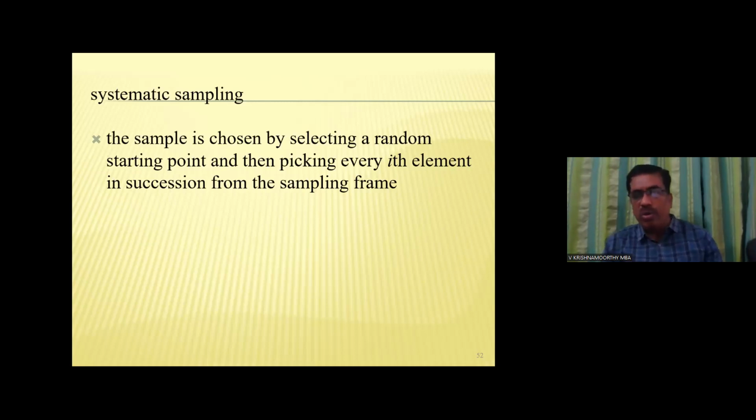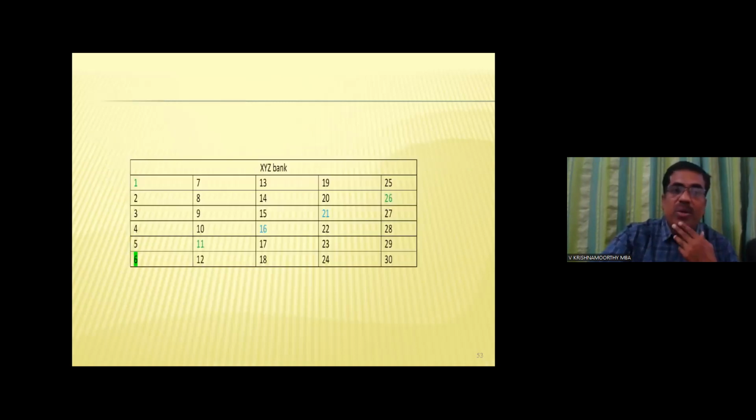Now you may ask how randomness can be ensured under this method. I don't know who will come as the 7th person, 14th person, or 21st person. So that is how I can ensure randomness. Whenever you don't have any sampling frame, and you wish to use a random sampling method, better you go with the systematic sampling method.